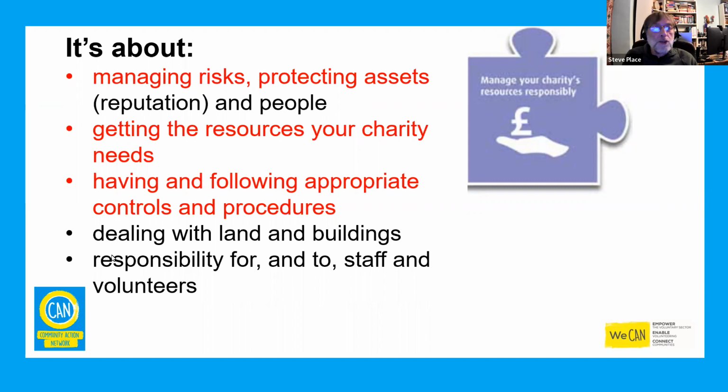Next one's getting the resources your charity needs. So as I said earlier, charity trustees' responsibility is to ensure the charity is solvent. And one of the ways you can try and see that is by agreeing an annual budget and getting a report, maybe quarterly, about how well is that going? Is it still accurate? Is there some sort of a hole appearing between our income and expenditure? Making sure something's going to happen about that.